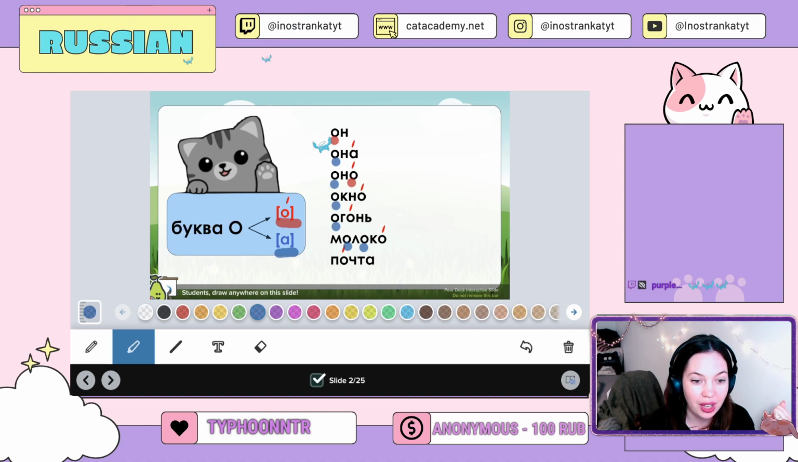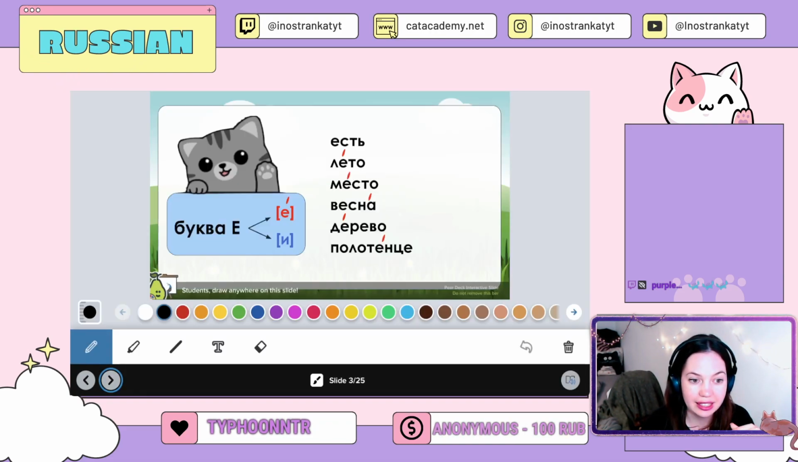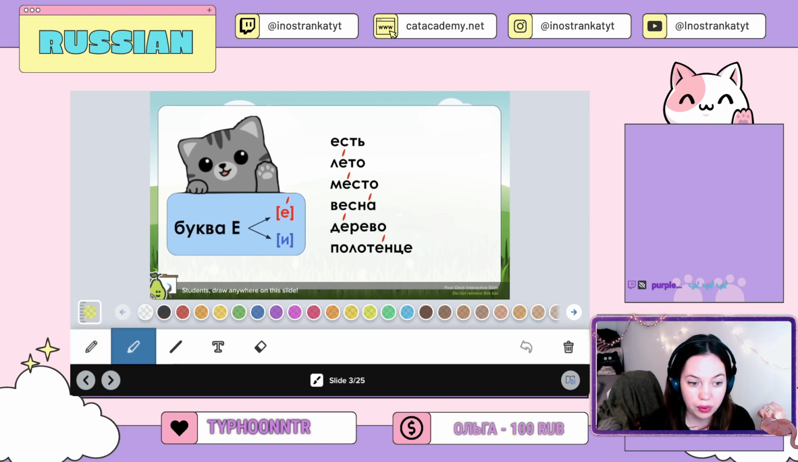And today we're going to look at another example, a very similar rule, but with the letter E. If it is stressed, we just say it as E, as it is. If it is not stressed, we pronounce it as I. So for example, the first word, есть, means to eat. We have only one vowel, so it has to be stressed, pronounced as it is. So есть means to eat something or to have something.